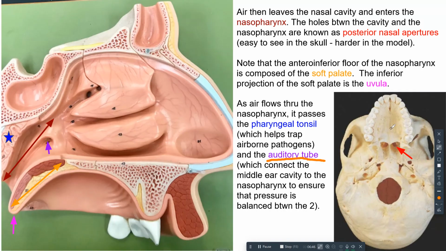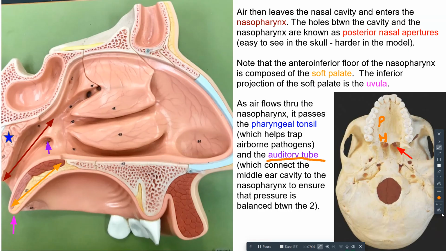All right, do note that we can see the hard palate in the skull as well. So right here we've got the palatine process of the maxillary bone, and then back here we've got the horizontal plate of the palatine bone. So we can see those hard palate structures here as well.